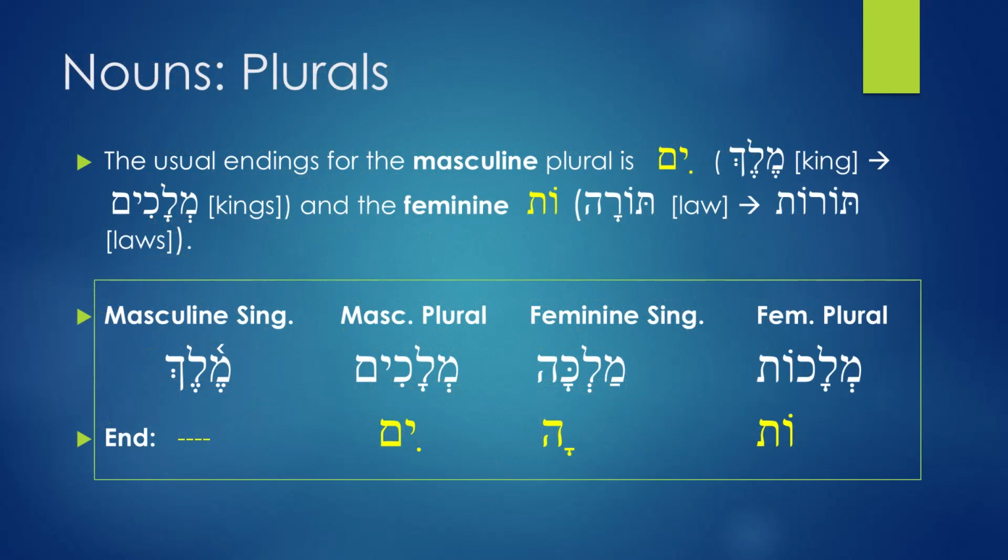Let's move on. Let's look at how Hebrew plurals work. How plural nouns work in Hebrew. Now, like in English, Hebrew nouns can either be singular or plural in number. Remember, number can be plural or singular, as well as dual.